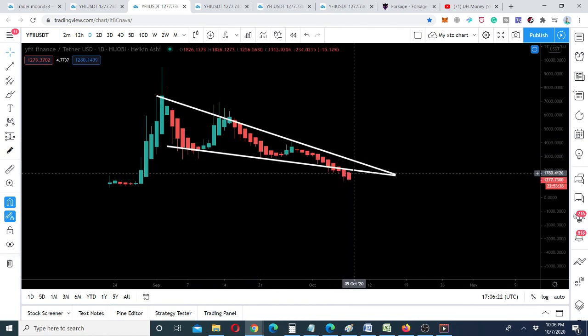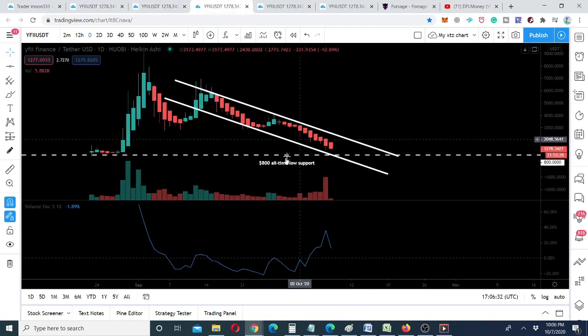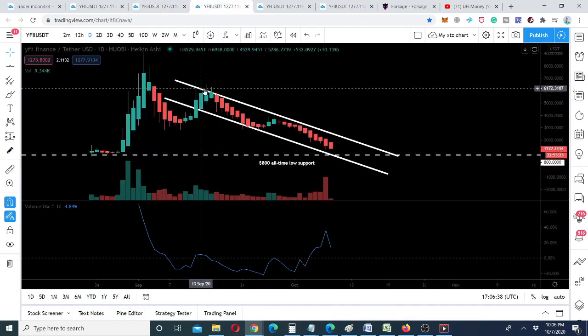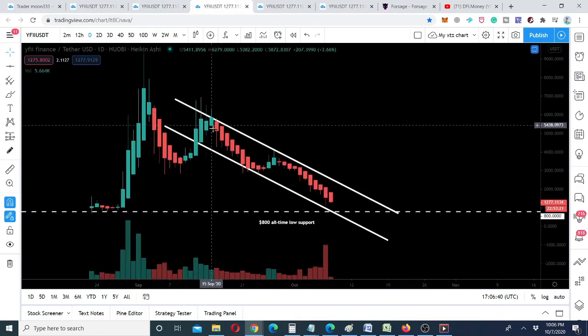Maybe the price action will turn to the upside again to retest the previous resistance, now support as a resistance. Now I would like to show you another move on the daily chart, because here the price action is likely to start this down channel.